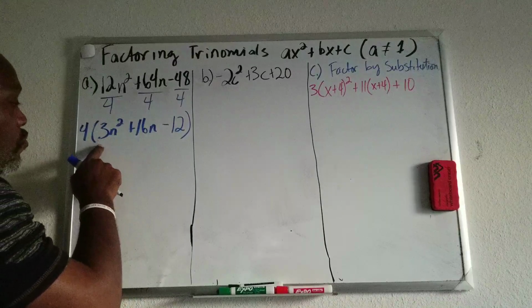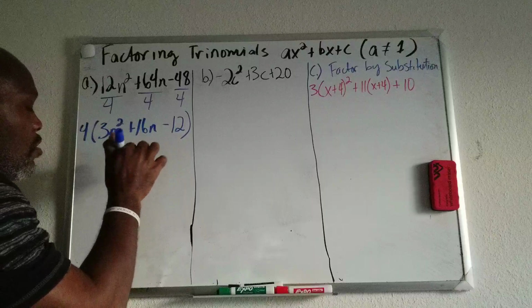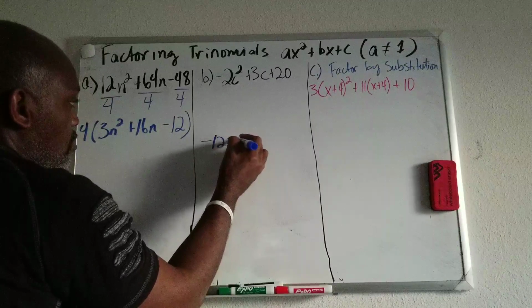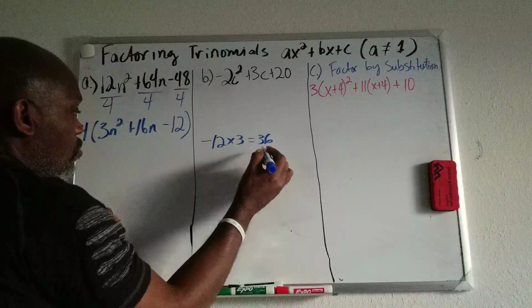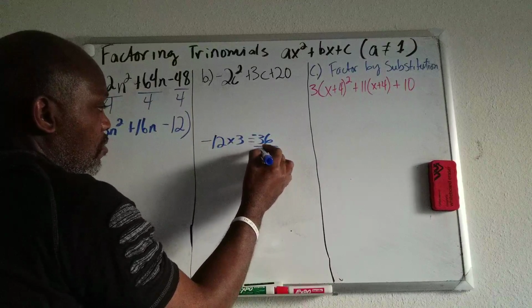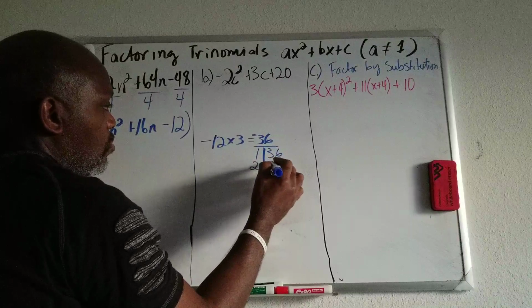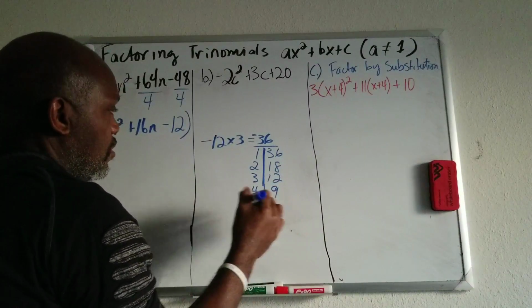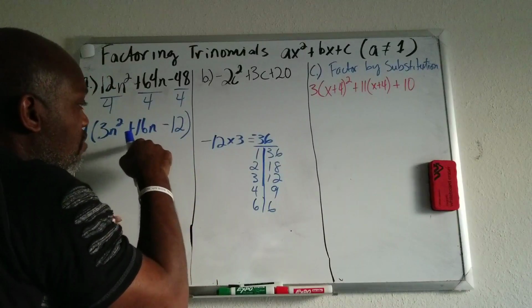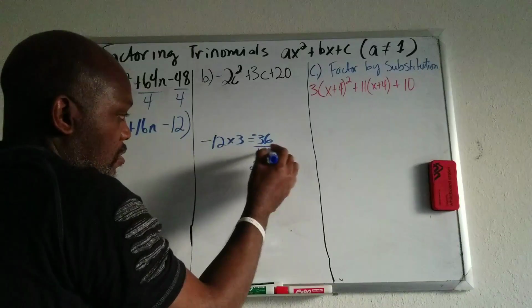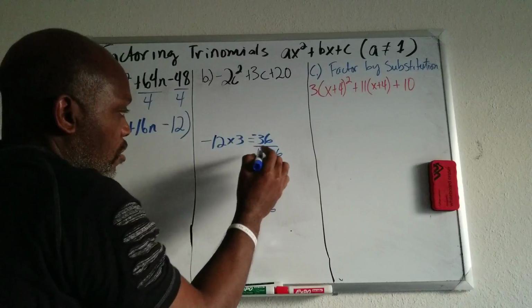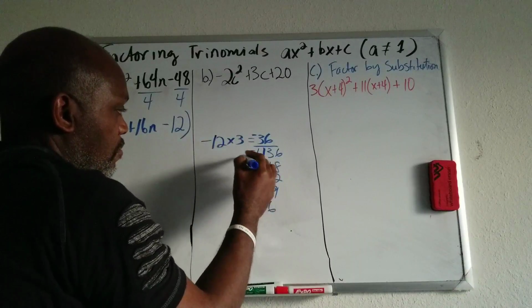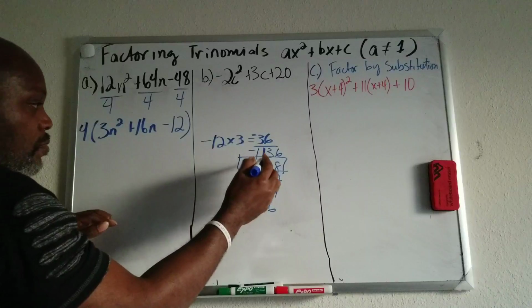All right, so in order to break this trinomial down into a binomial, we're going to multiply 3 times negative 12. So negative 12 times 3 is negative 36, and we're going to break down negative 36. We got 1 and 36, 2 and 18, 3 and 12, 4 and 9, 6 and 6. Our middle number is positive, our last number is a negative, but one of these has to be negative. So the middle number is positive, so the greater number has to be positive. So we add these together to see which one gives us 16. Negative 2 plus 18 is going to give us 16.